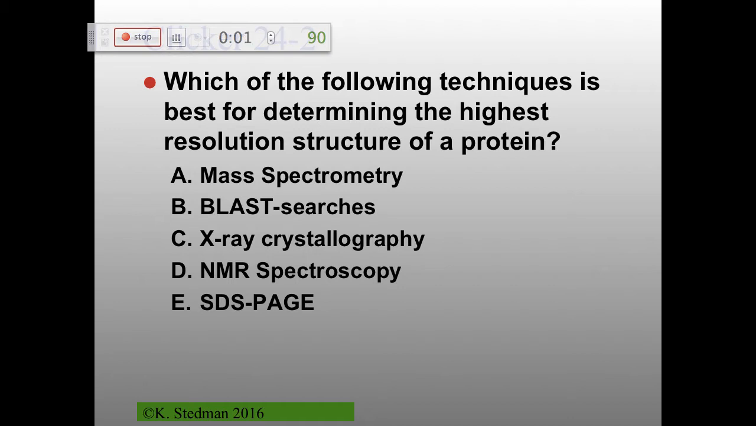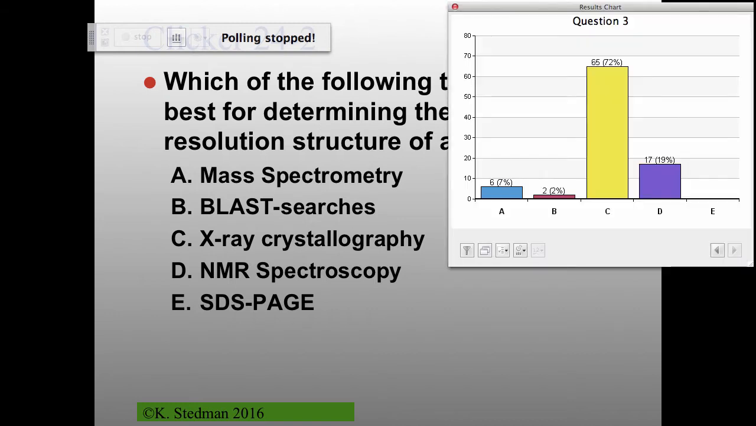Yes, it is X-ray crystallography. Mass spectrometry is a great way for getting very precise masses, but it's almost always going to be an individual peptide, so it's not for your whole protein. Plus, it's just the mass. It tells you nothing about the structure.